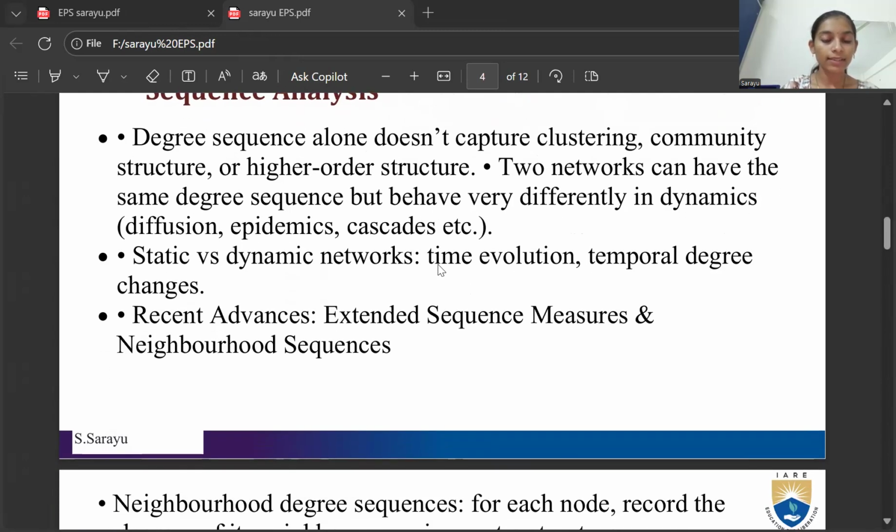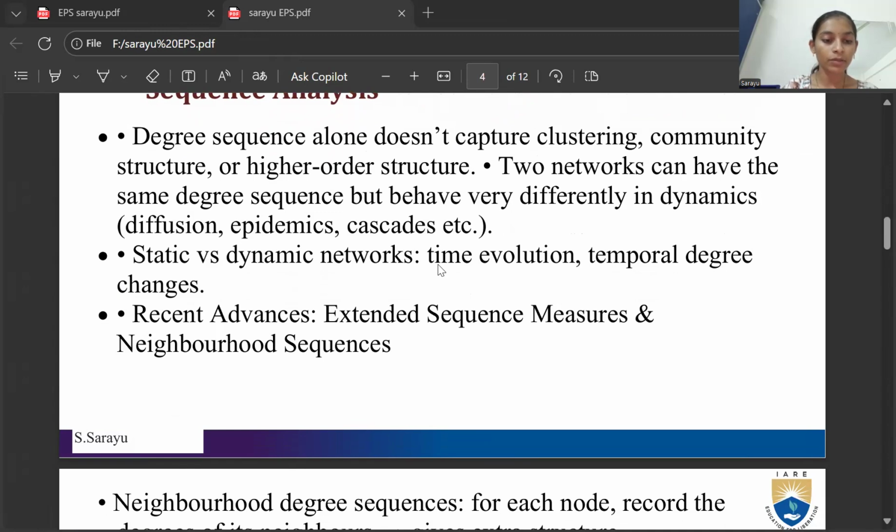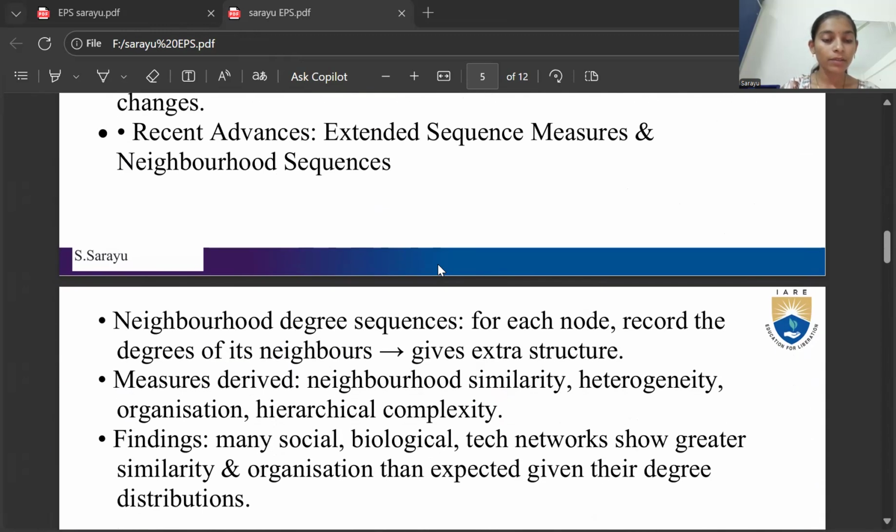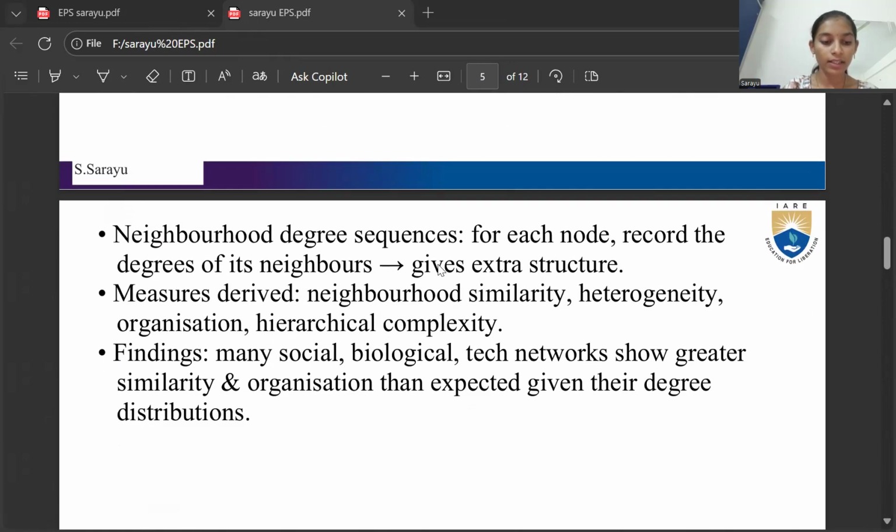Recent advances: extended sequence measures and neighborhood sequence. The neighborhood degree sequence, for each node, records the degrees of its neighbors and gives extra structure. It measures direct neighborhood similarity, heterogeneous organization, hierarchical complexity. Findings: many social, biological, and technological networks show greater similarity and organization than expected, given their degree distribution.